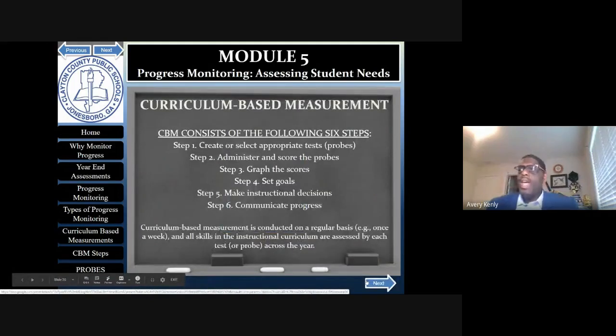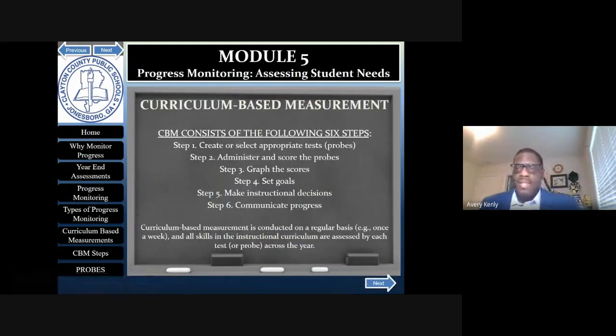And then if we look at the 6 steps, this is very important. What are the 6 steps if we're going to administer a curriculum-based measurement? So here are the steps. Step 1, we create or select the appropriate tests. Very important. Tests need to be selected appropriately based on grade level and ability level.